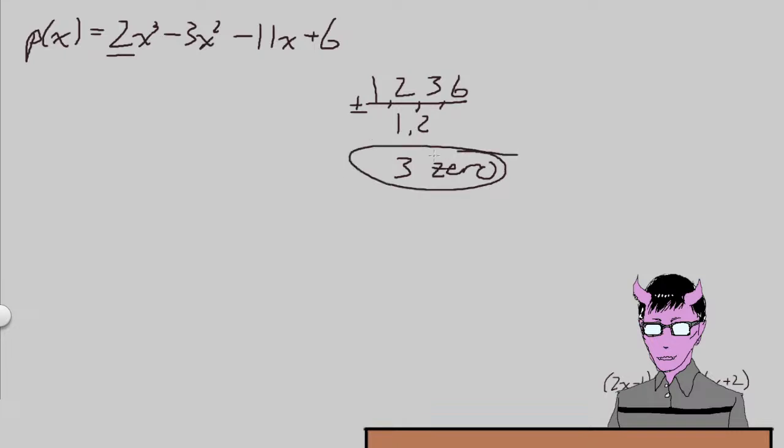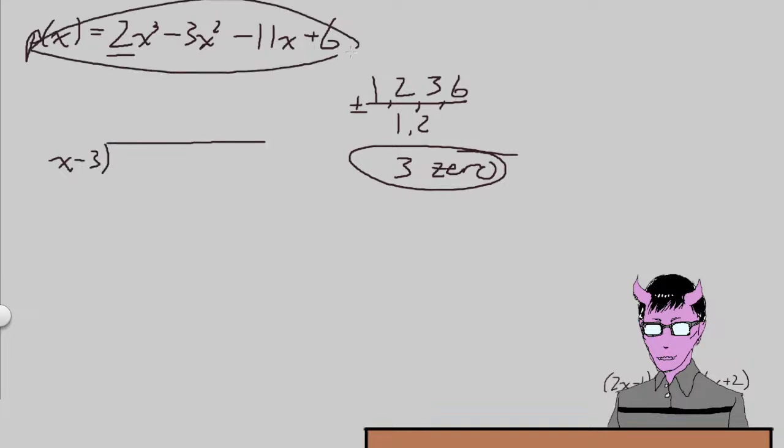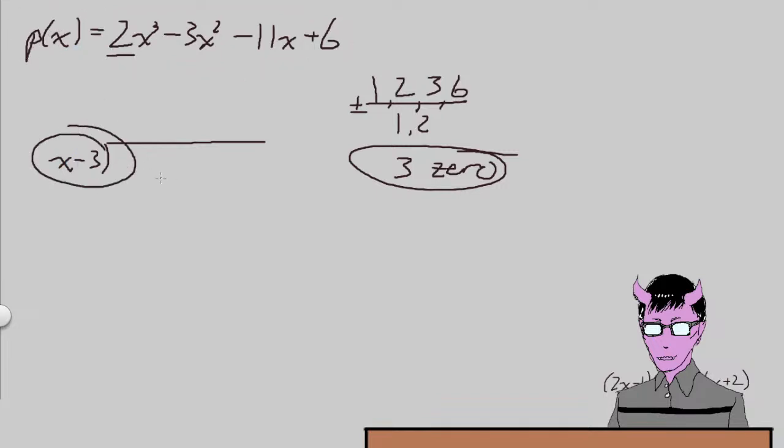So if 3 is the 0, then from that 0 we can produce the factor candidate, which is x minus 3. Because again, 3 minus 3 gets you 0. This is where this name comes from. So we're trying to figure out if x minus 3 is a proper factor. We will do long division by dividing p of x by x minus 3.